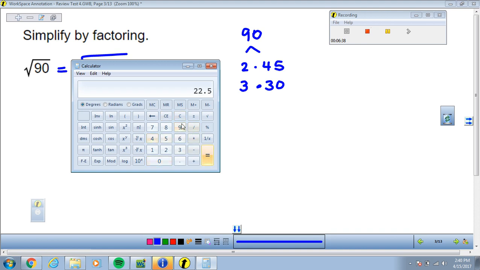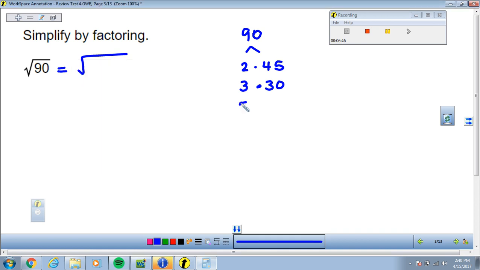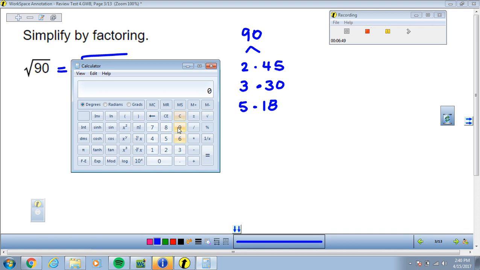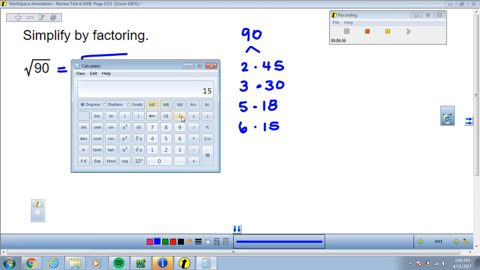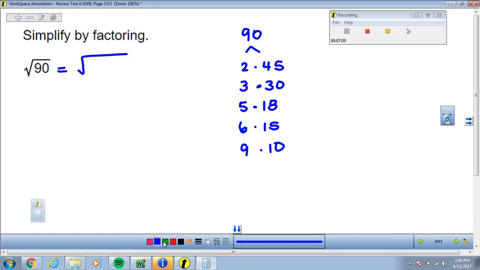Divided by 4, nope, not divisible by 4. By 5, 5 times 18 is also 90, yes, but none of them have a perfect square root. So divided by 6, 6 and 15 gives you 90, but none of them have a perfect square root. 90 divided by 7, nope. By 8, nope. By 9, you know 9 times 10.